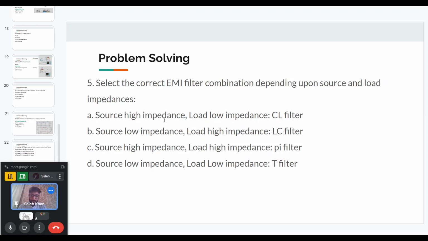So in these options, what is the correct combination? It can be more than one of them. It need not be only one of these four. It can be more than one. So any guesses for this problem?